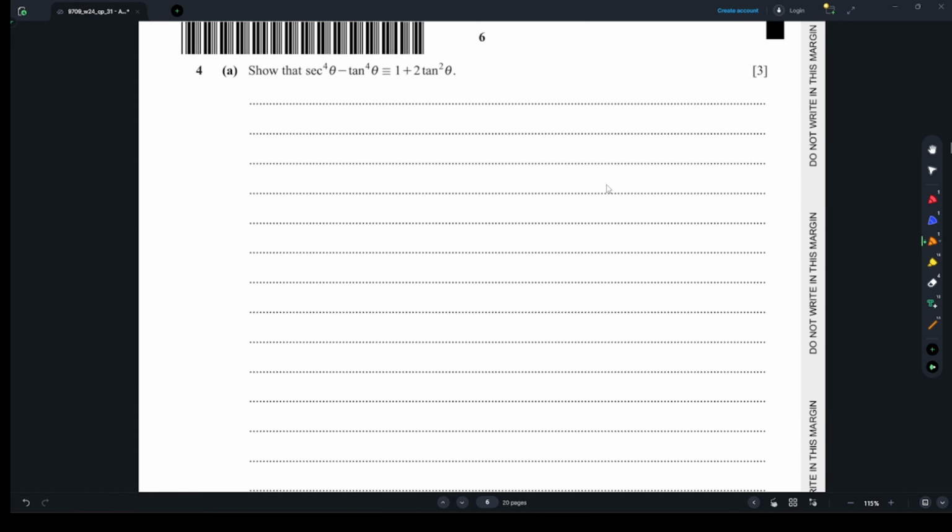Right, now let's move to question 4. Show that sec⁴θ − tan⁴θ = 1 + 2tan²θ.